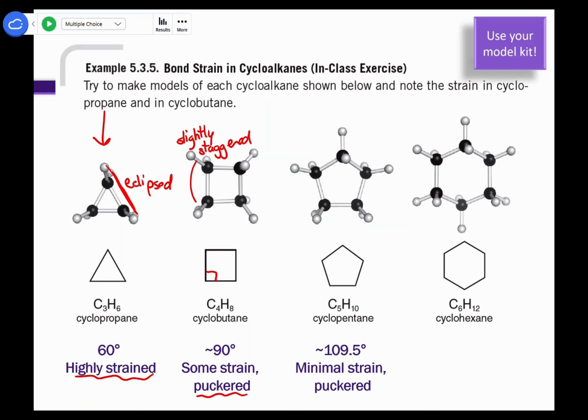If I look down this one, it is eclipsed. Not all of them are perfect. But if you look down the next one, that's beautifully staggered. And the next one is beautifully staggered as well. So hopefully you have that cyclopentane in front of you. Turn it into a butterfly or puckered. Look down those carbon-carbon bonds and convince yourself that this one has minimal strain and is mostly staggered.